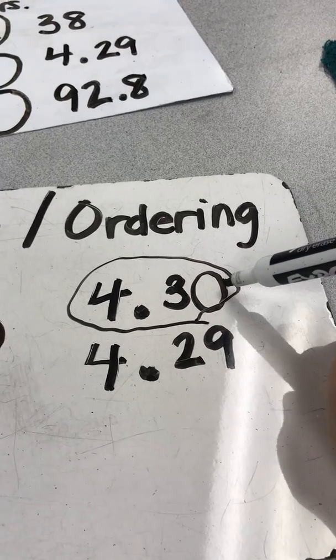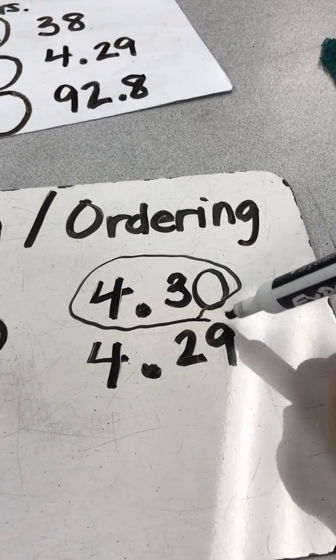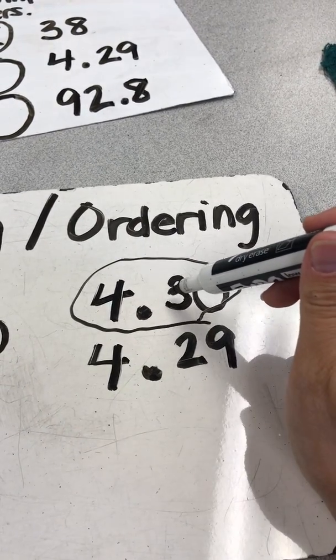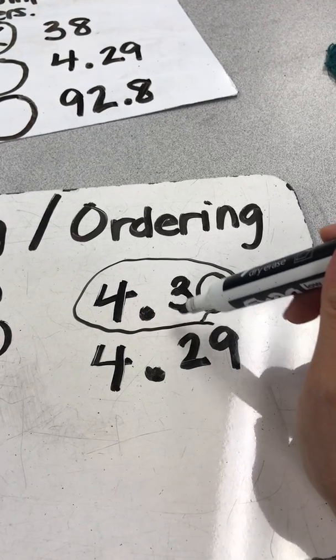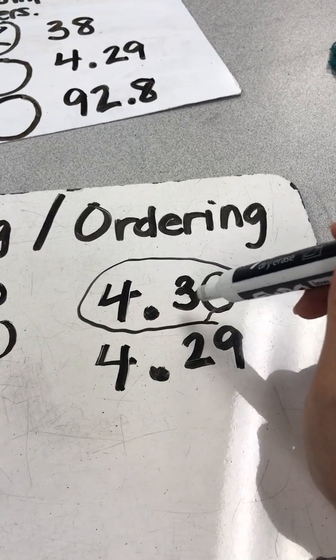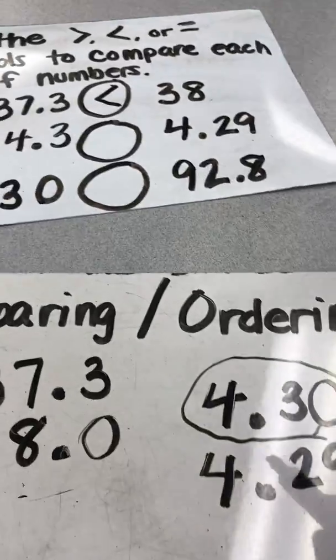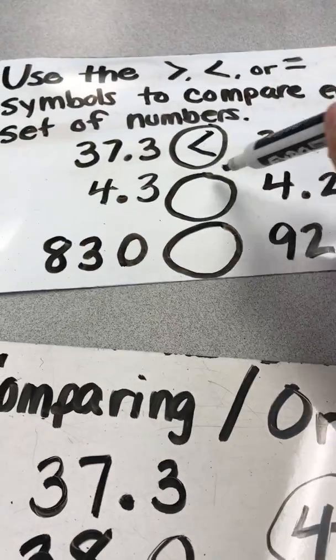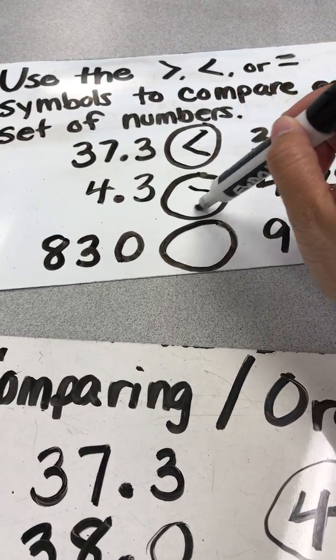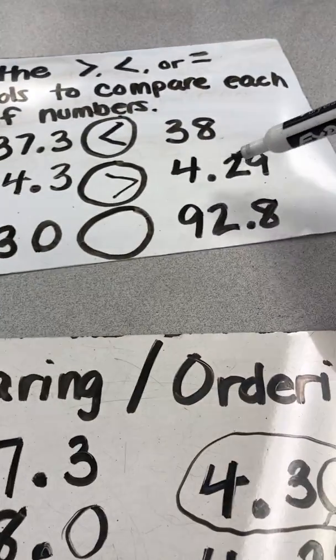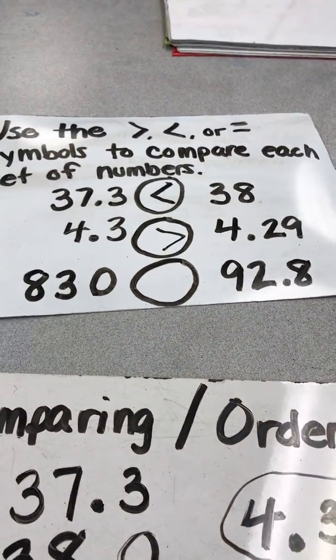It doesn't matter that we have a 0 and a 9 in the hundredths place, because the digits in the tenths place are going to be worth more in value. So this is going to be our larger number. So when we put our answer in here, we're going to use the greater than symbol to show that 4 and 3/10 is greater than 4 and 29/100.